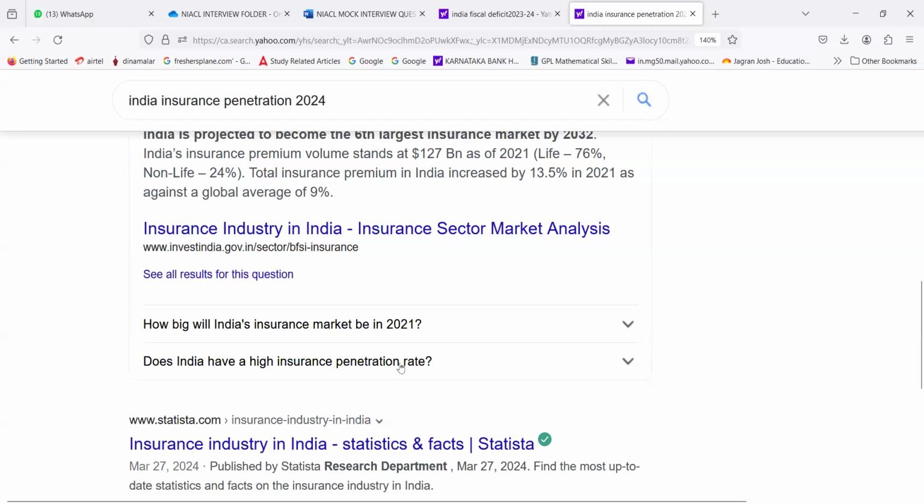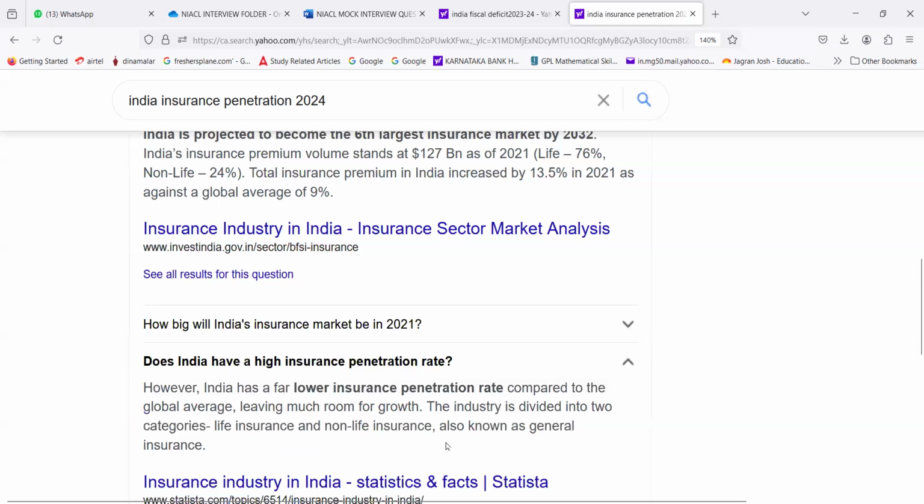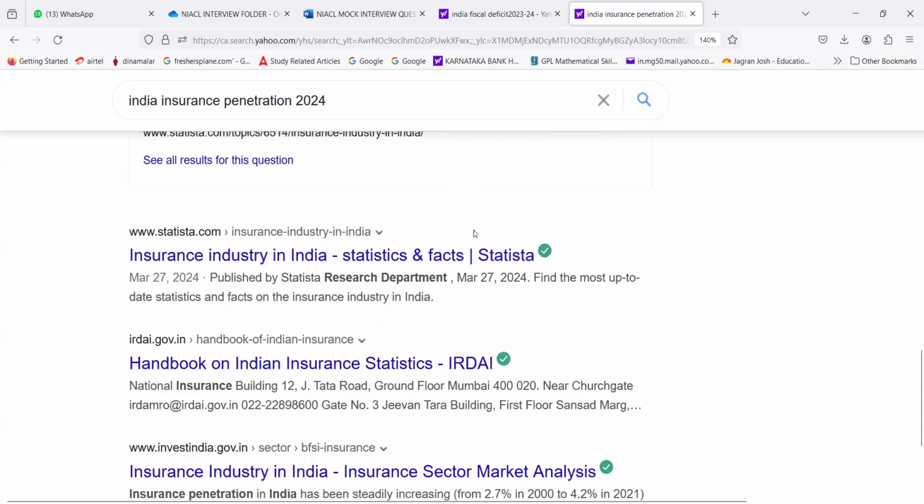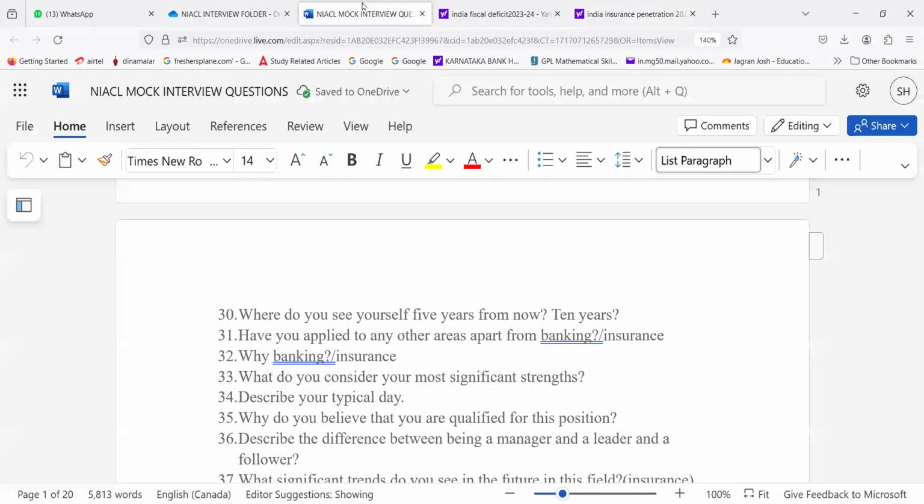Okay, sir. Does India have a high insurance penetration rate? India has a far lower insurance penetration rate compared to the global average, leaving much room for growth. The industry is divided into two categories, life insurance and non-life insurance, also known as general insurance. Okay, fine, good.